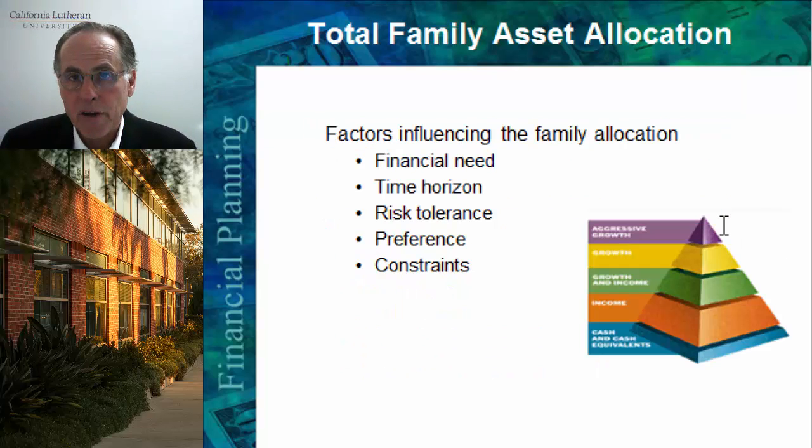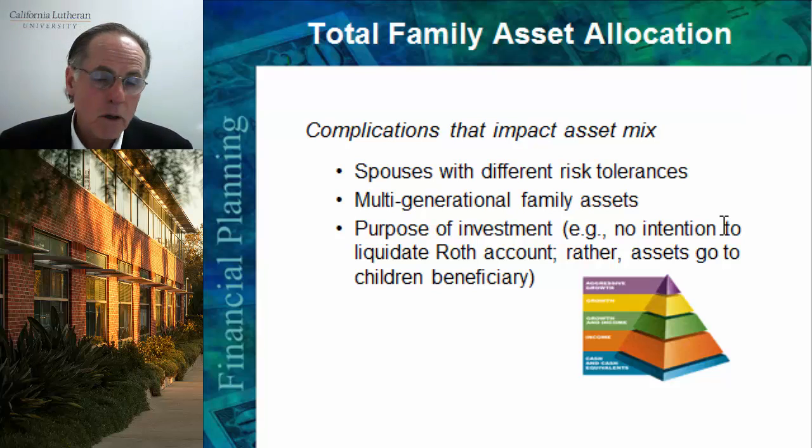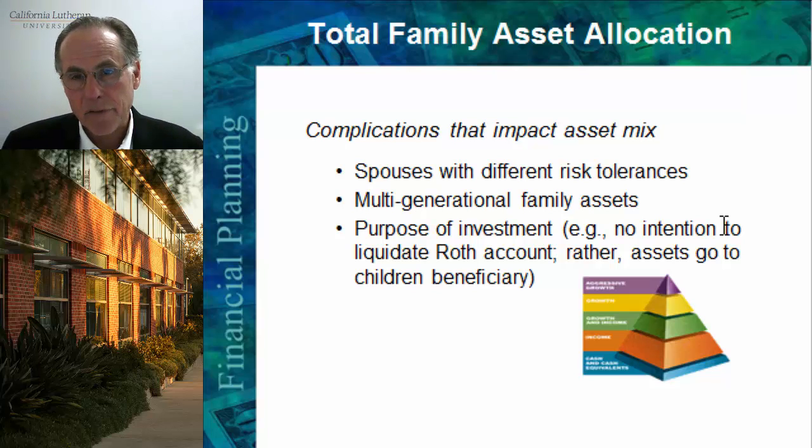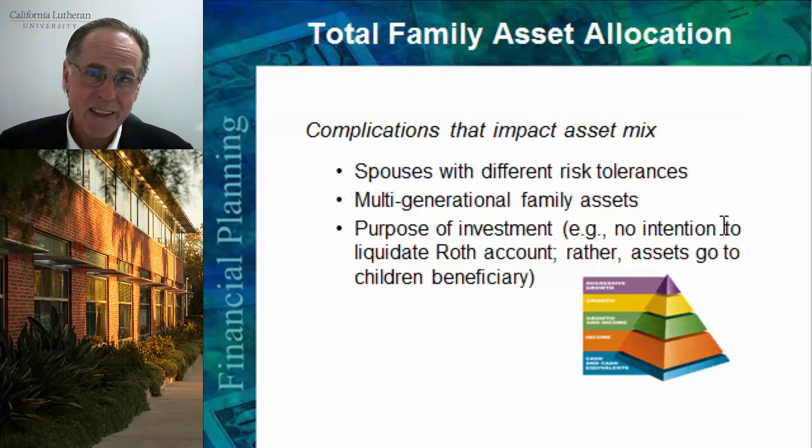As you learned in your investment course, factors influencing asset allocation include the need, time horizon, risk tolerance, preferences, and client constraints. Earlier in this lesson, you discovered that identifying which assets to include in the investment portfolio isn't always straightforward. Similarly, deciding on the asset allocation for the family's investment portfolio is not without challenge. There are complications when you view asset location from the total family perspective.